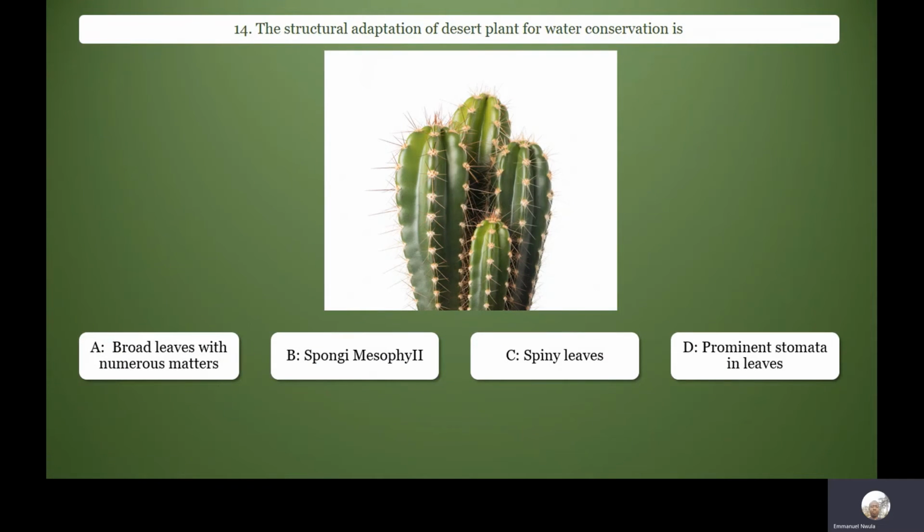The structural adaptation of desert plants for water conservation is spiny leaves. You can see like this cactus, instead of having leaves, the leaves are modified to spines. Plants lose a lot of water through the leaves. So not having leaves reduces their water loss, so it helps them conserve water. So the correct option here is C. The leaves are modified to spines.